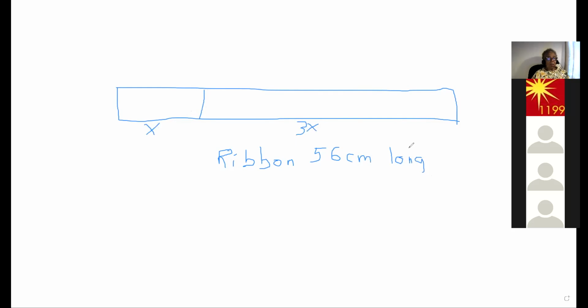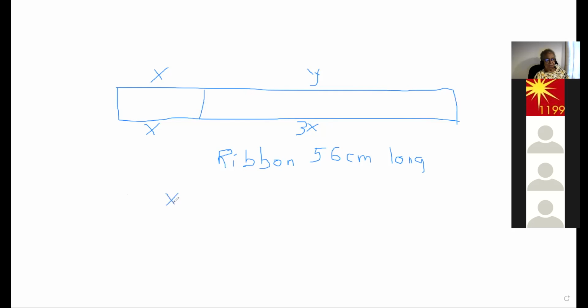Now, we could call this X and Y, right? This is X and this is Y. So Y is 3X, right? Because that piece is 3 times longer than the other one. So what would your answer be, Vanessa? If the whole ribbon is from here to here, it's 56. The sum of X and Y is 56, but Y is 3X. So what would be the answer?